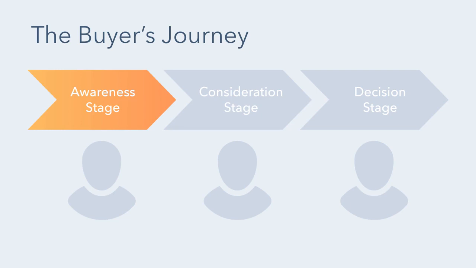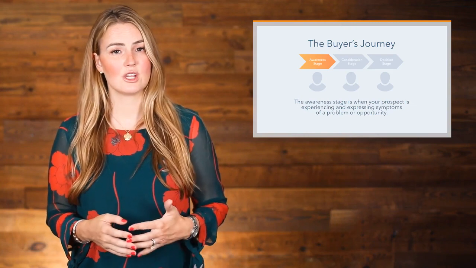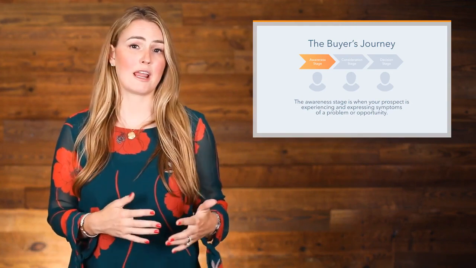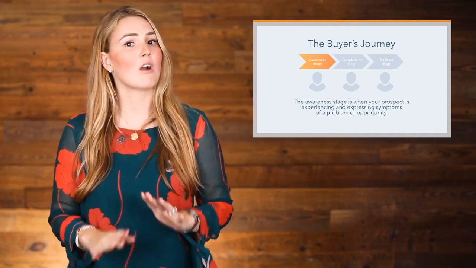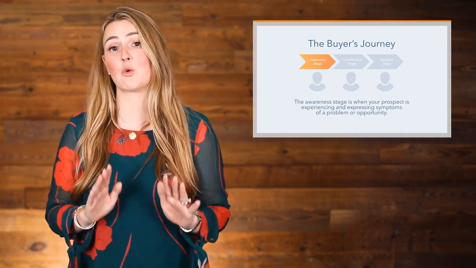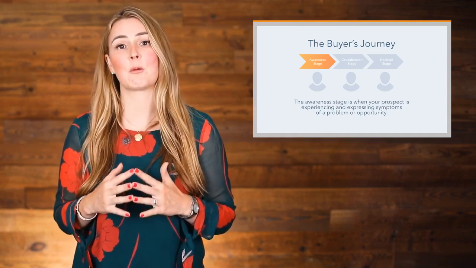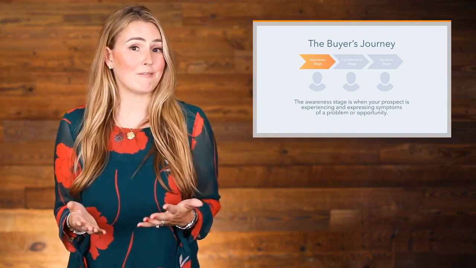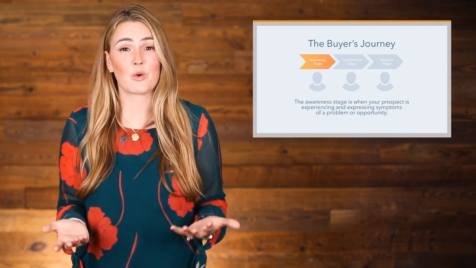Let's start with the first stage, the awareness stage. The awareness stage is when your prospect is experiencing and expressing symptoms of a problem or opportunity. They're doing educational research to more clearly understand, frame, and give name to their problem. The awareness stage does not mean that they are now aware of your business. At this point, they are just aware that they have a problem. Maybe they're ready to fire their existing process, or know that their existing process just isn't working yet.